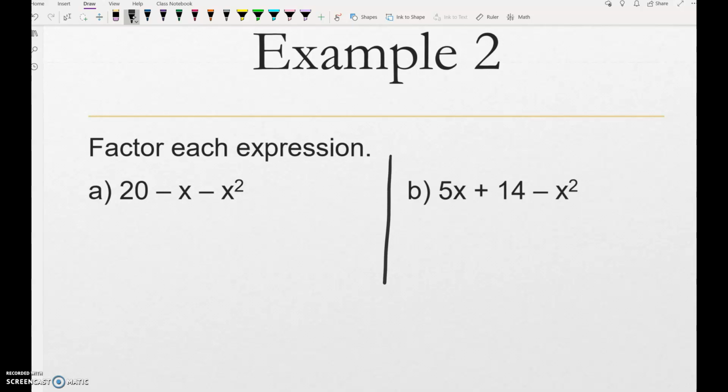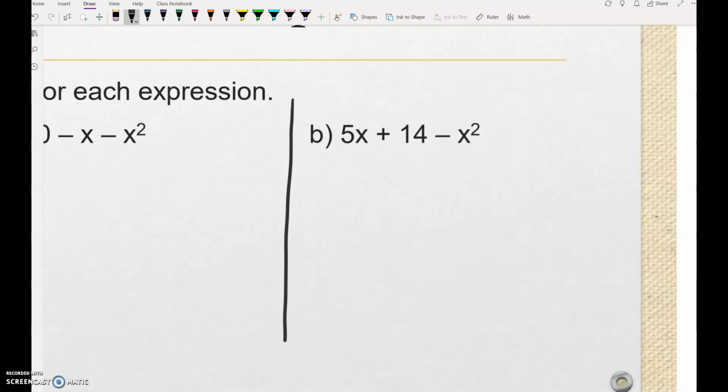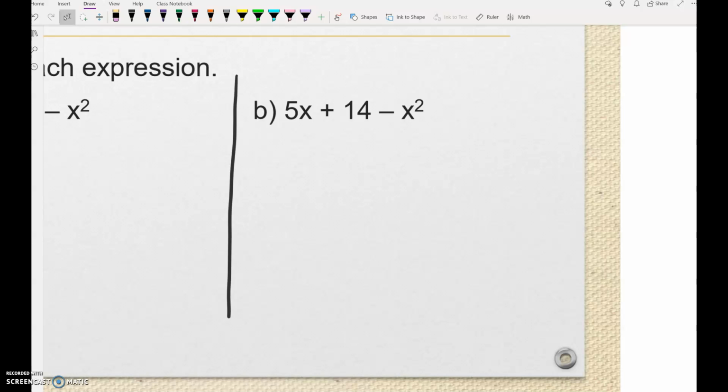When we look at example 2, we're actually going to do example 2b. What is wrong with this factoring problem? It's out of order. So the first thing we need to do is rearrange it. -x squared would go first, plus 5x plus 14.